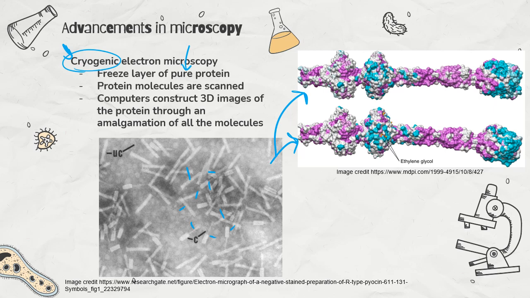And this allows us to really understand how the proteins are structured, which allows us to predict their functions. This particular protein in this image is called pyocin. Pyocin's pretty cool. It's used by bacteria to kill other bacteria. So we have these uncontracted pieces. The UC stands for uncontracted.